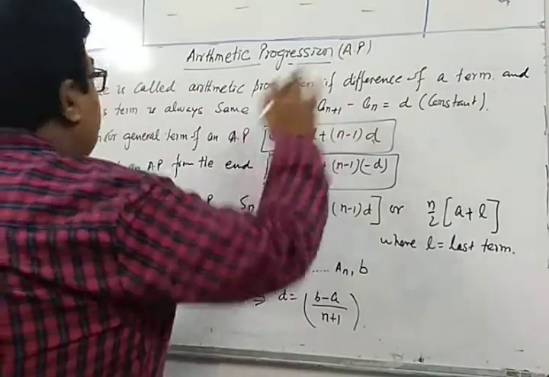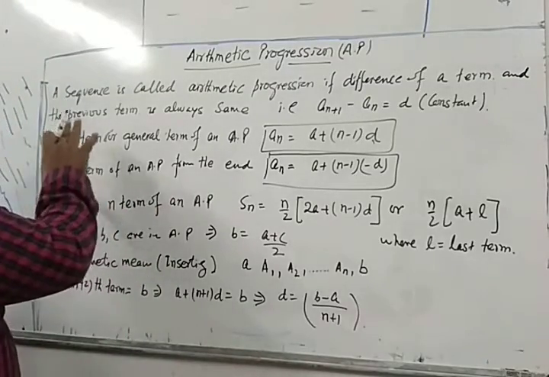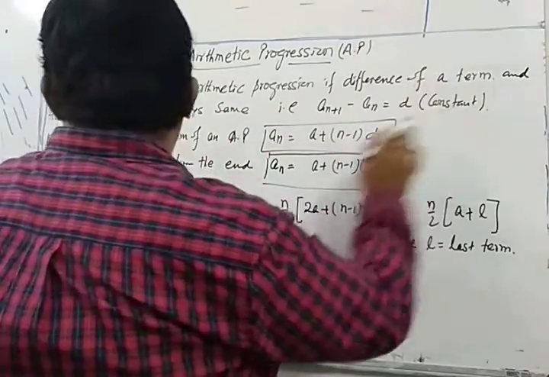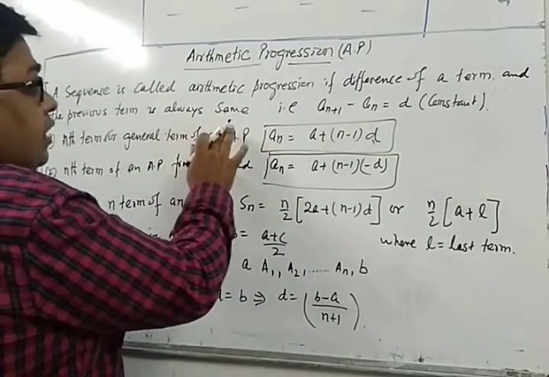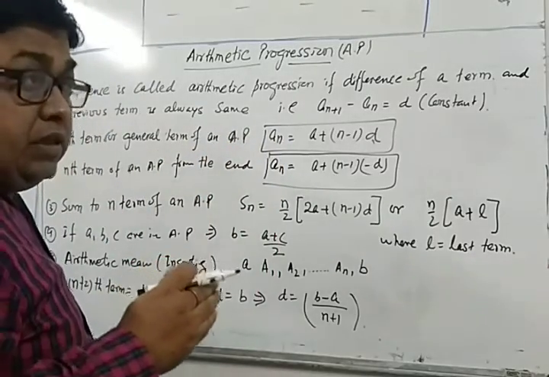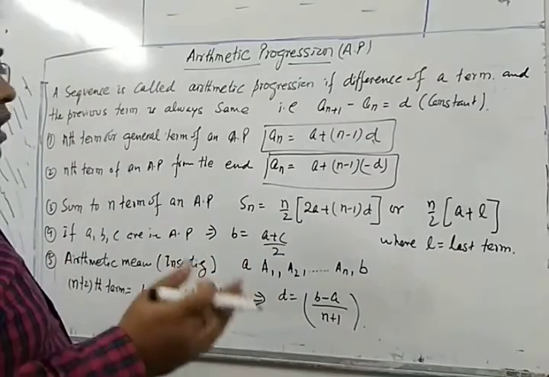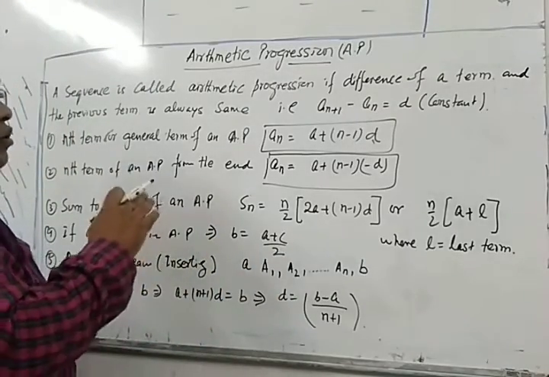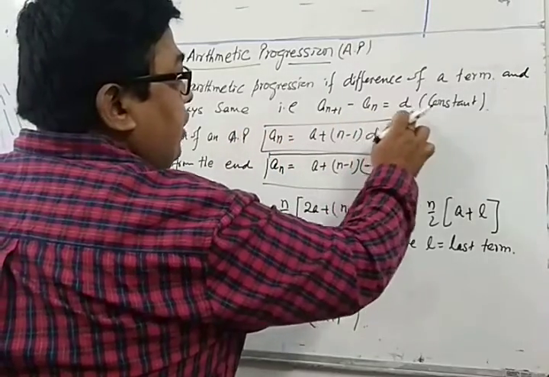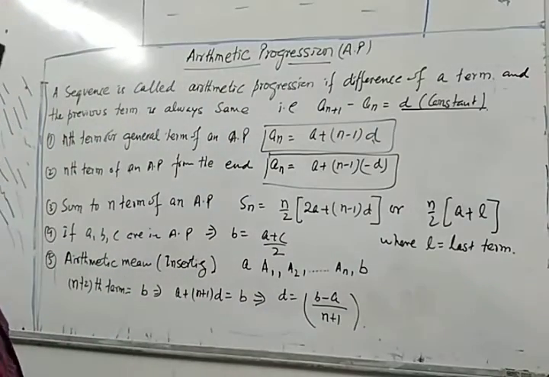Arithmetic progression means AP. The basic definition of AP is: a sequence is called an arithmetic progression if the difference of a term and its previous term is always the same. When we are taking a series which is equally increasing or equally decreasing, you can say that is an arithmetic progression, in short AP. Basically you can say a(n+1) minus a(n) is equal to d, which is constant, and this d is also known as the common difference.